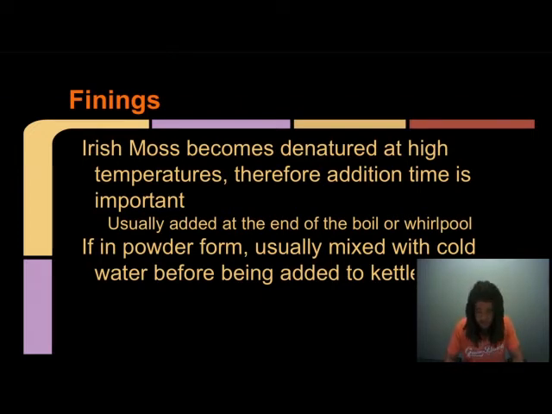Therefore, the addition time is pretty important. It's usually added at the end of the boil or the whirlpool, not in the heat of the boil, because if it's really, really hot in the boil, it can again become denatured. If in powder form, usually it's mixed with cold water before being added to the kettle, because the cold water will allow it to dissolve a little bit easier, and you can get it mixed in fairly easily. You just pour the powder in, it's pretty hard to get it mixed into the kettle.